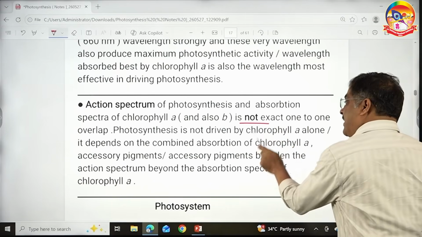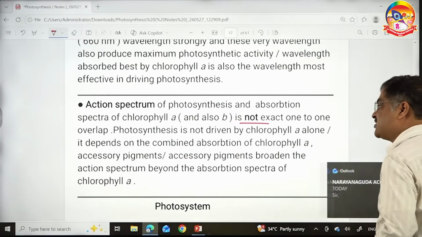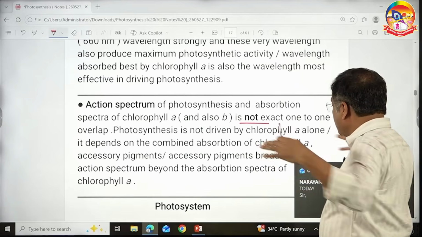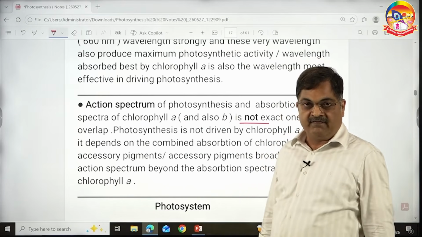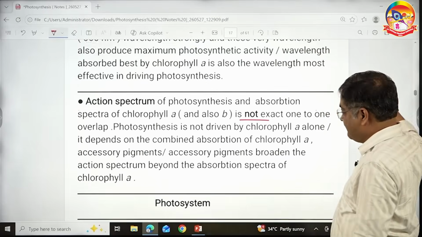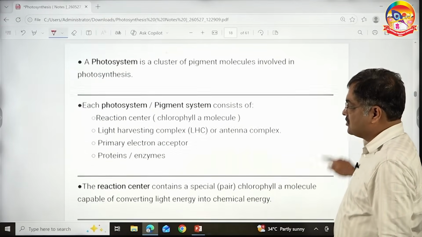It depends on the combined absorption of chlorophyll A and accessory pigments. One more way of saying it: accessory pigments broaden the action spectrum beyond the absorption spectrum of chlorophyll A. Nicely I've written here, this is a very important point to remember. Then we come to the concept of photosystem.